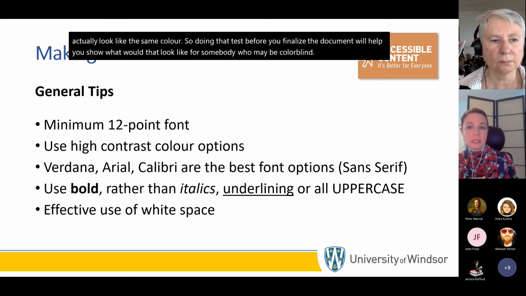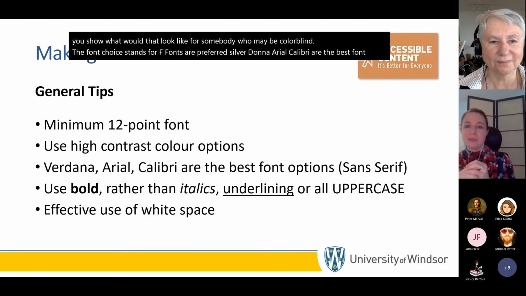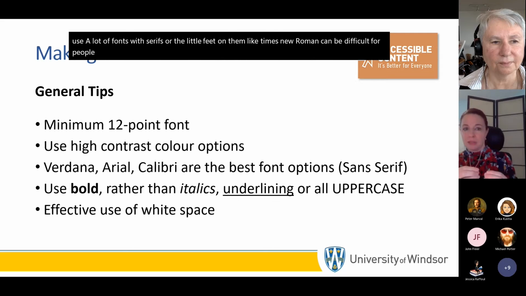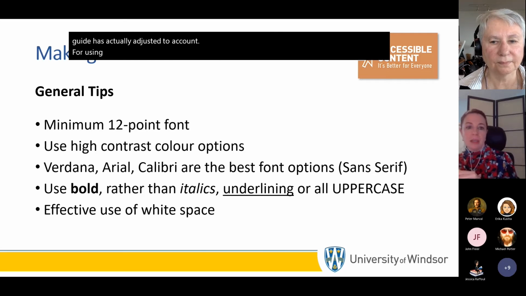The font choice, sans serif fonts are preferred. So Verdana, Arial, Calibri are the best fonts to use. A lot of fonts with serifs, or the little feet on them, like Times New Roman, can be difficult for people to distinguish the characters. They can blend together. They're too ornamental. It does make it very difficult for people to read. So a sans serif is actually preferred. And the APA style guide has actually adjusted to account for using sans serif fonts.